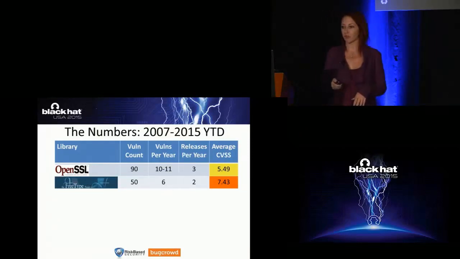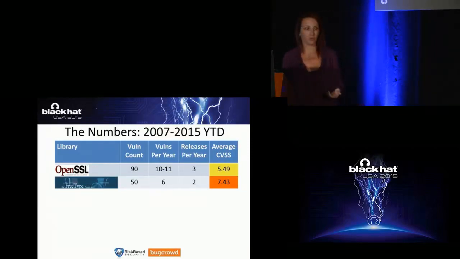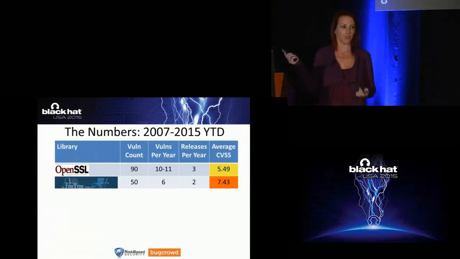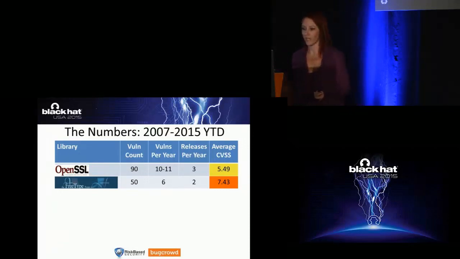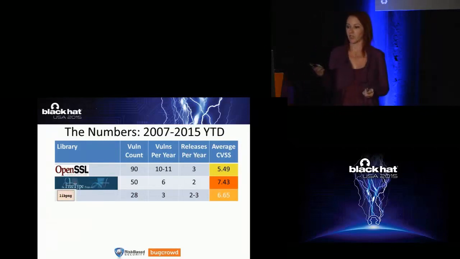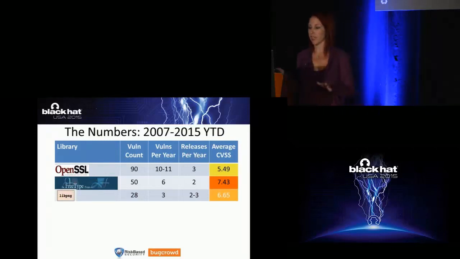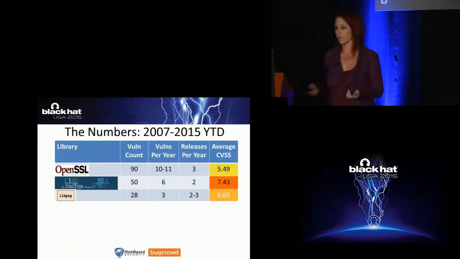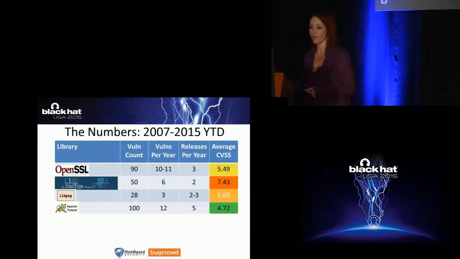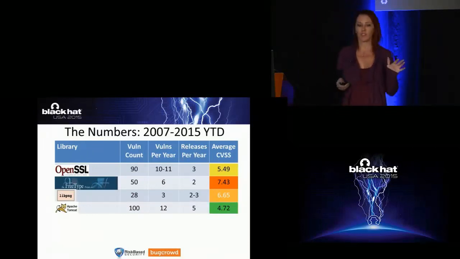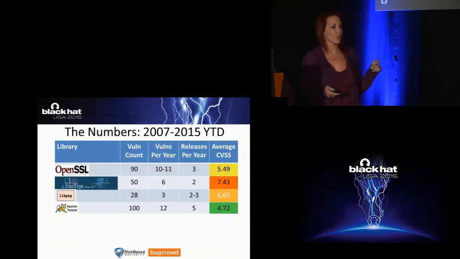FreeType had 50 vulnerabilities, about 2 releases a year, and you can see their CVSS score is rather a bit higher at 7.43. libpng, dropping down even further, only 28 vulnerabilities over 8.5 years, 6.65 in the CVSS, 2 to 3 updates a year. Tomcat, jumping back up to 100, 5 updates a year on average, CVSS of 4.72 though.